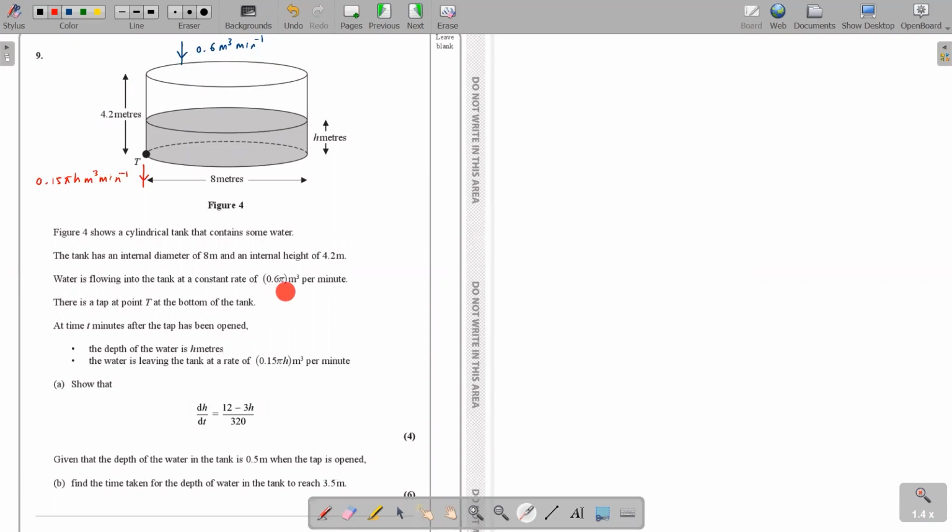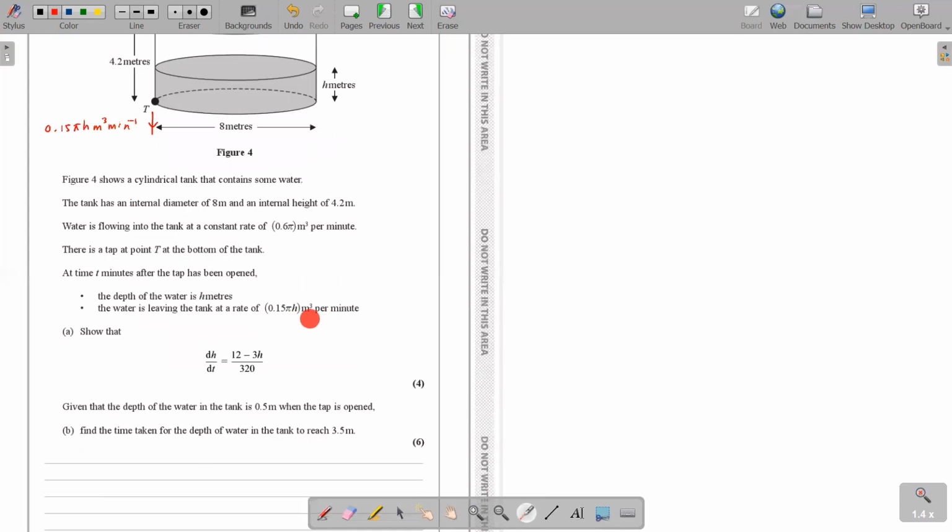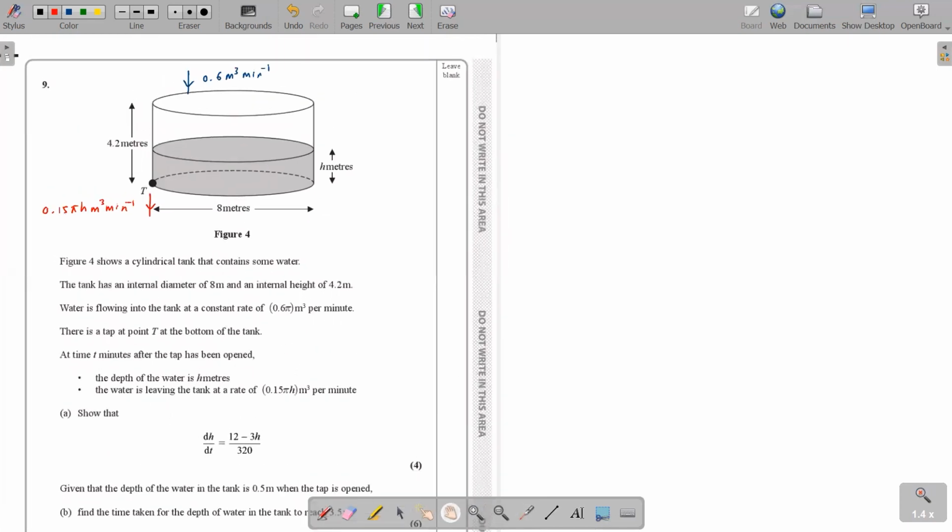Now looking at what they have given you. First of all, let's look at what they have given you. They have given you the in rate, 0.6 cubic meters per minute. Cubic meters per minute means what? This is the rate of change of volume with respect to time, isn't it? So I think the whole sum we are going to work with meters per minute. I'm not going to do anything to the units.